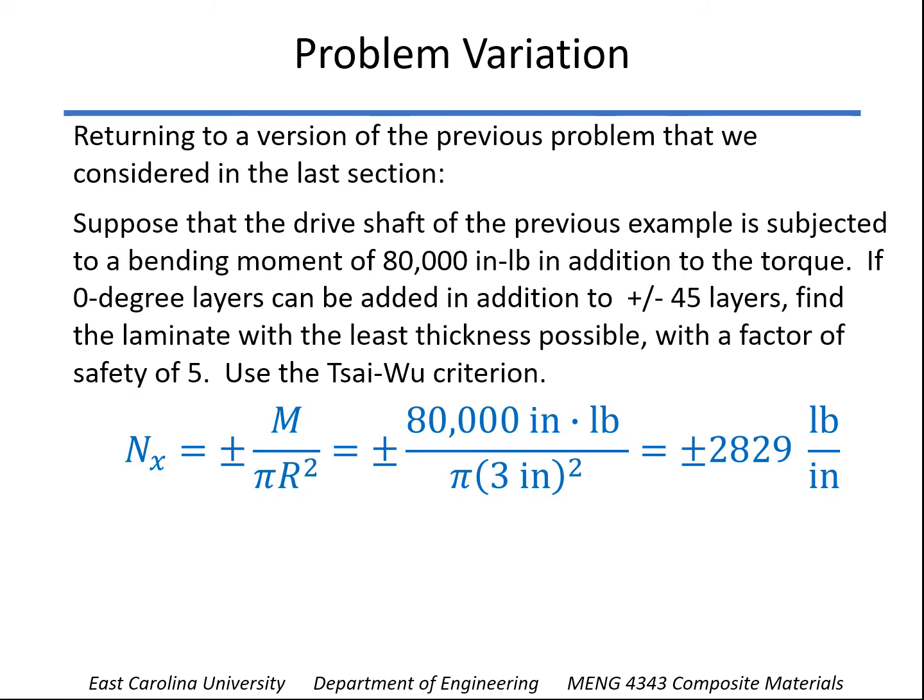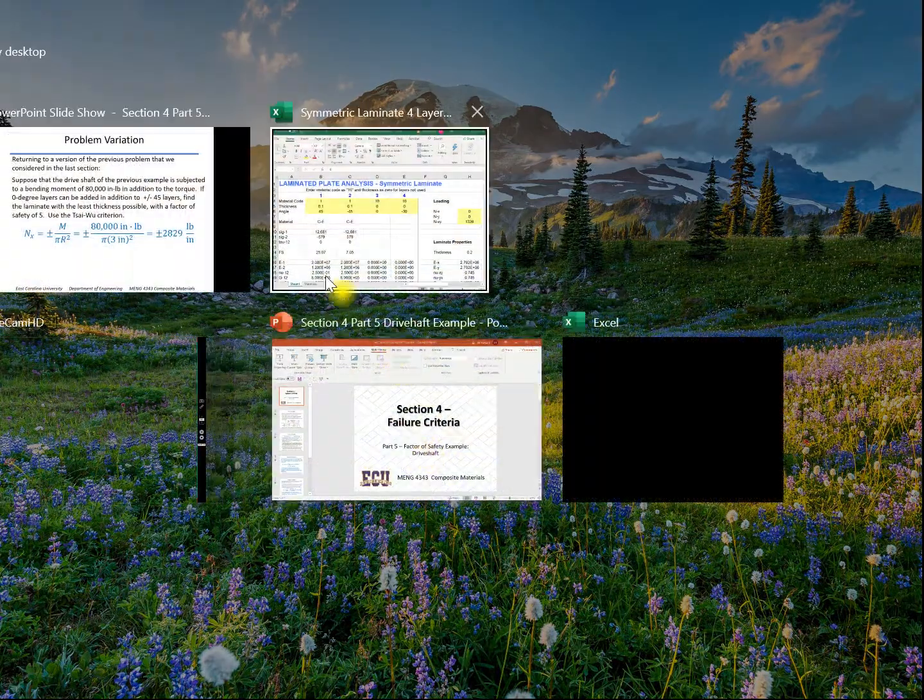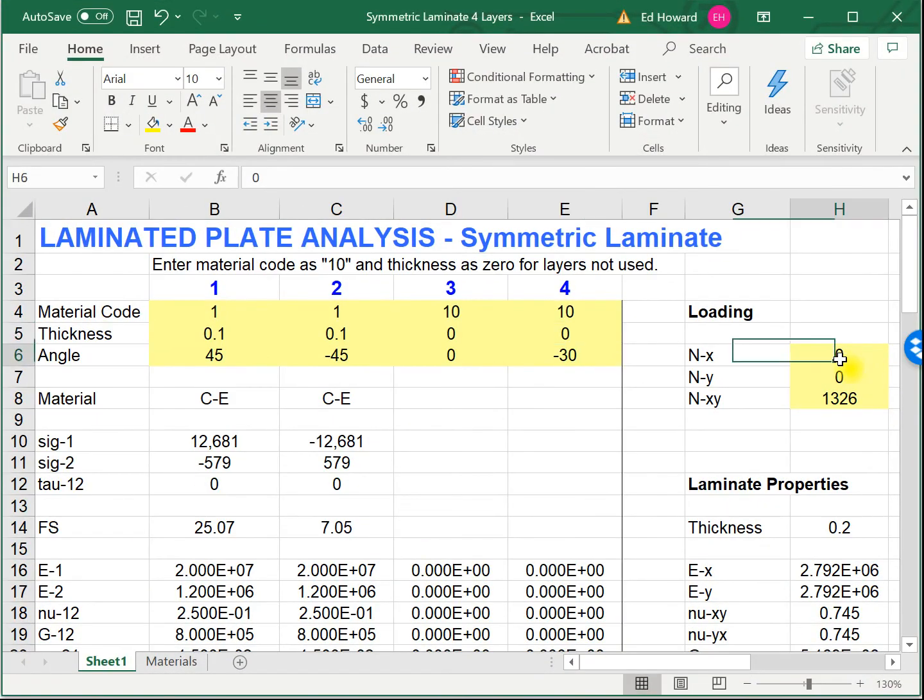Okay, so our N sub x value is plus or minus 2829. And remember, we use the negative value. That's because the compression we're sure is going to be more critical than the tension. So minus 2829. Let's go back and add that.